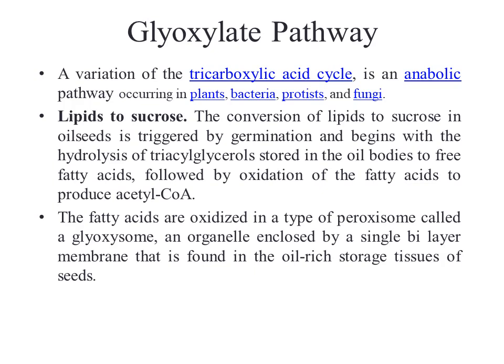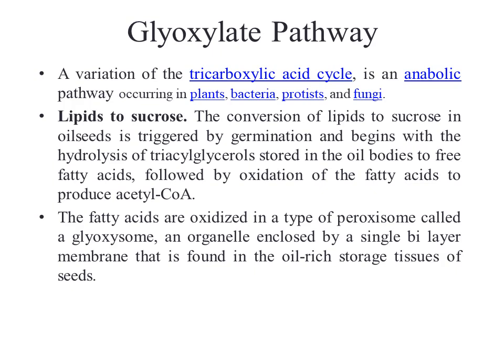Lipids get metabolized into sucrose. The conversion of lipids to sucrose in oil seed is triggered by germination and begins with the hydrolysis of triacylglycerol stored in the oil bodies to free fatty acids, followed by the oxidation of the fatty acids to produce acetyl CoA. The fatty acids are oxidized in a type of peroxisome called a glyoxysome.